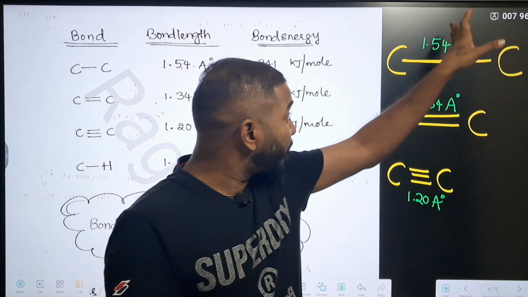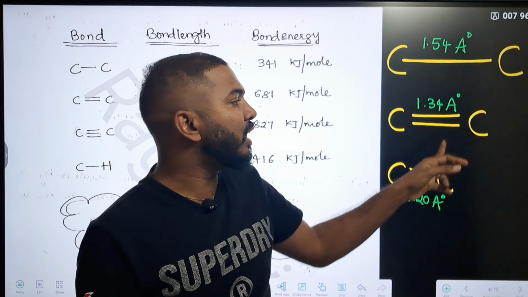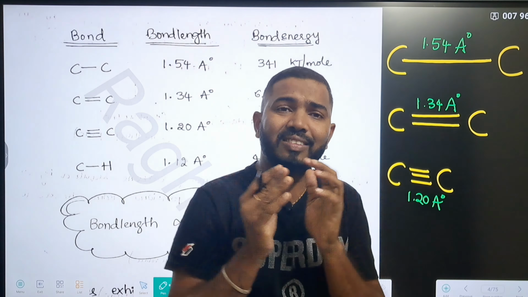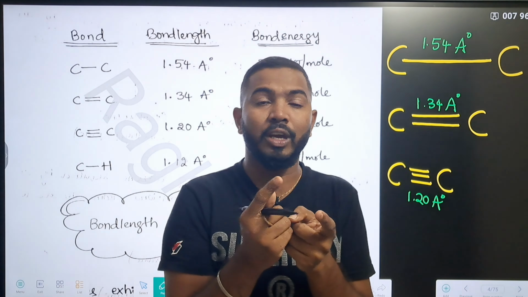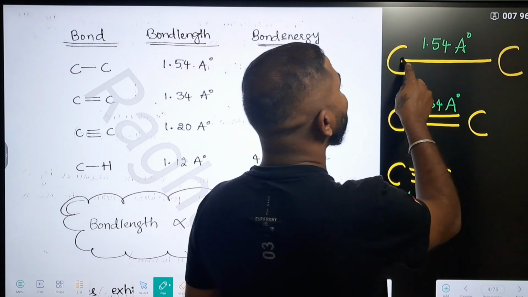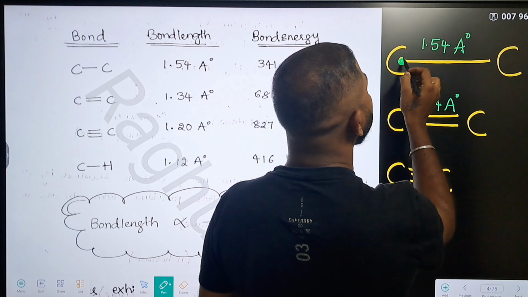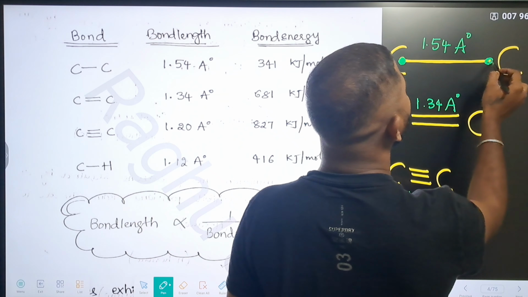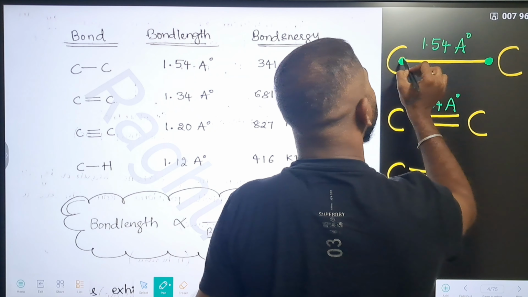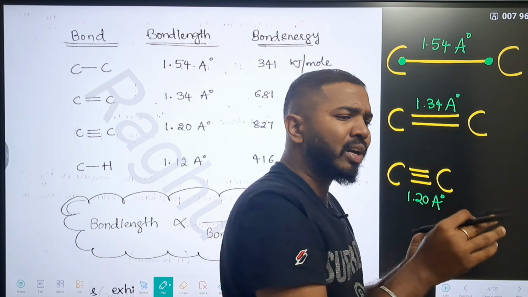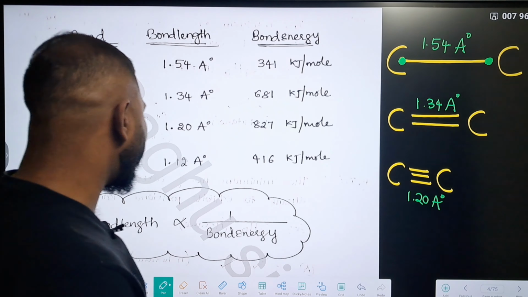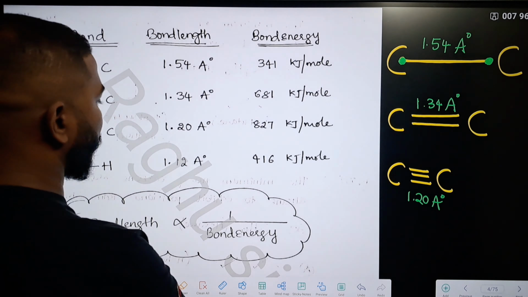Since the bond length is decreasing from single to double to triple, obviously bond energy will increase. Lesser the bond length, more the bond energy. More the bond length, lesser the bond energy. Since the nuclear attraction will be less here because the bond length is more, obviously between both nuclei there will not be much attraction, so we can break that bond by giving a little amount of energy. So bond length is inversely proportional to bond energy.